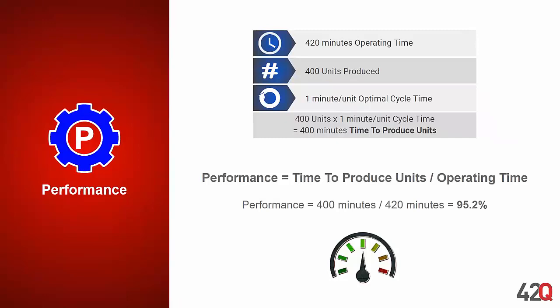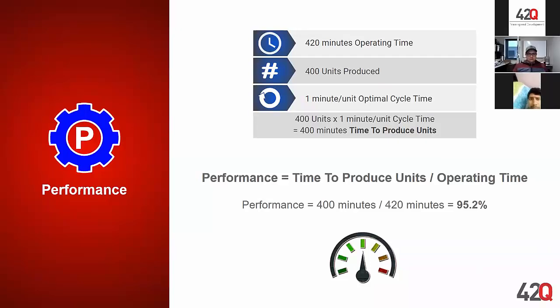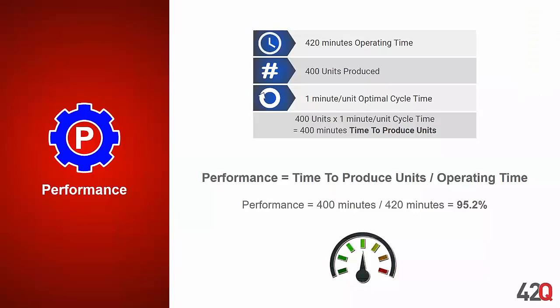Now, let's say for this machinery, our optimal cycle time, and we're going to take a nice round number here just to make this example easy, we'll say that our optimal cycle time is 1 unit per minute. So we should be producing 1 unit per minute. So we need to figure out our time to produce units. So that would be these 400 units that we produced, and we said our optimal cycle time is 1 minute per unit. So that's going to give us 400 minutes time to produce units. Now, again, it's not usually this nice round number, but we're just going to make it easy for this example.